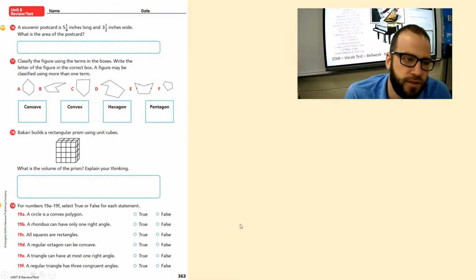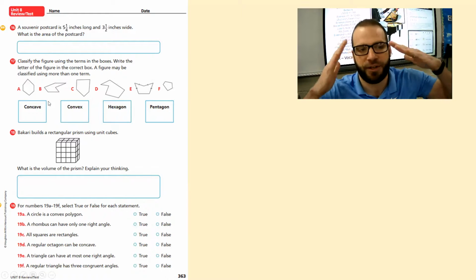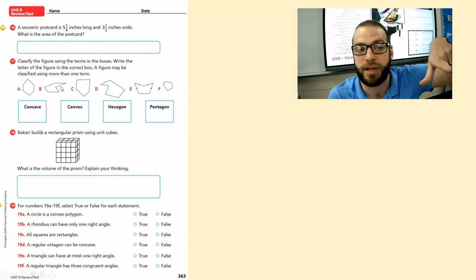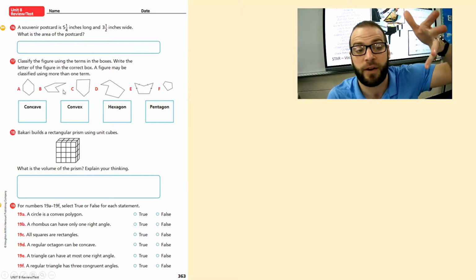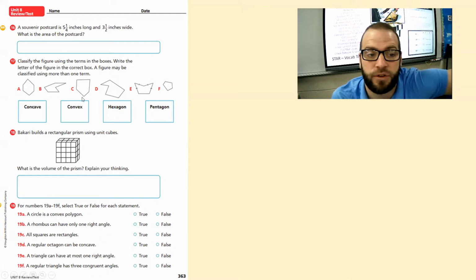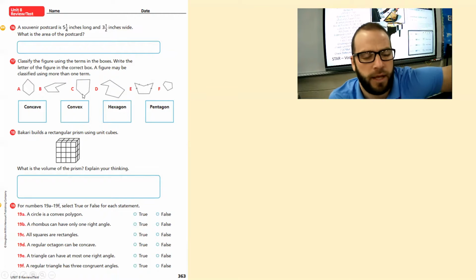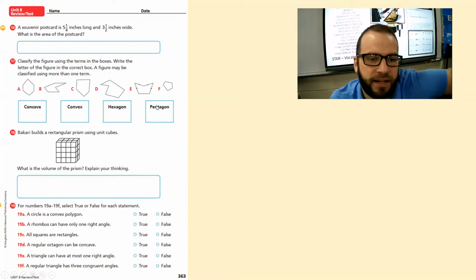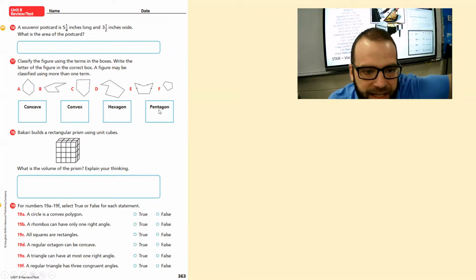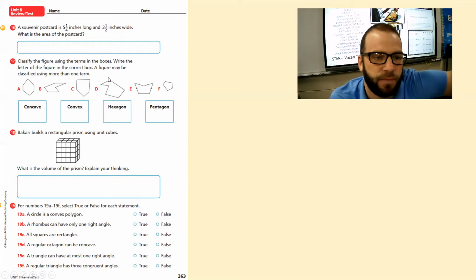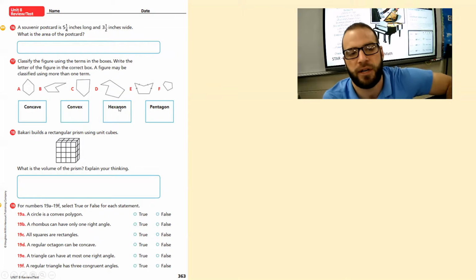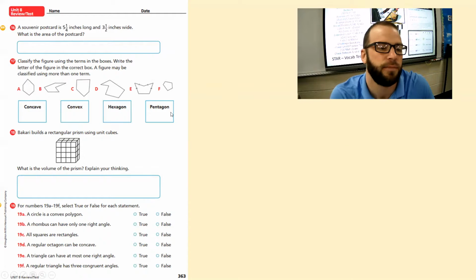Classify the following with these terms. Okay, concave means it's literally caved in somewhere, like looking at B right here. See how it's caved in? There's two areas that you can meet each other, but when you draw a line, half will be in, half will be out. That only happens if it's caved in somewhere. So that's what concave means. Convex means there's a peak. It's the opposite of caved in. It's actually convexing out. And then we have hexagon and pentagon. Hexagon is when it's 6-sided. Pentagon is when it's 5-sided. So you just have to count up the sides. If there are 6 sides, you put it here. If there are only 5 sides, you put it here.